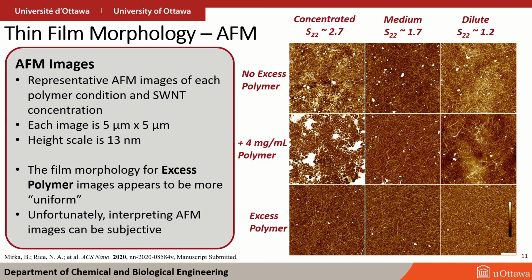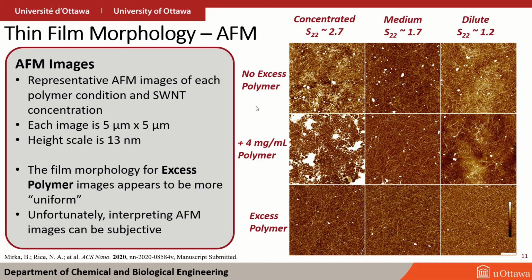To probe the nanoscale morphology, we used atomic force microscopy, or AFM. Each image is a representative image of the respective polymer concentration and the carbon nanotube concentration. Each image was 5 by 5 microns and is on a height scale of 13 nanometers. Upon visual inspection, the excess polymer films do appear to be more homogeneous compared to the no excess polymer films.